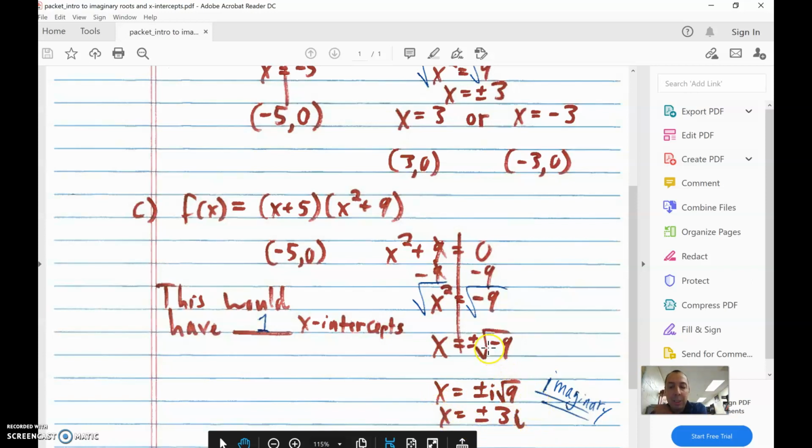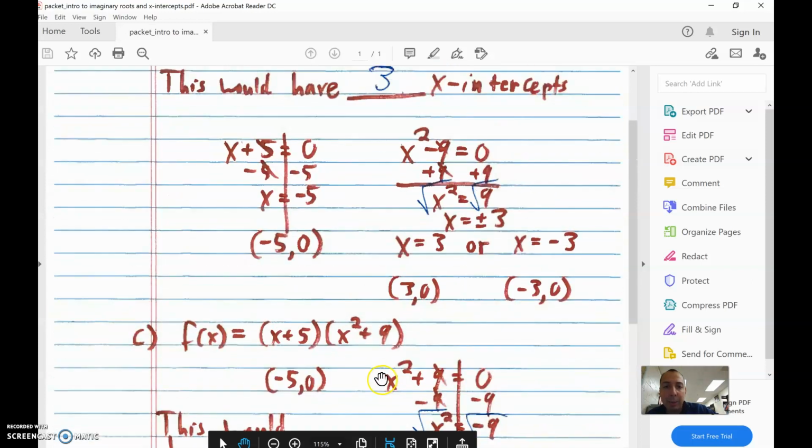But the main idea I want you to get is the other roots are imaginary because I'm trying to find the square root of a negative number. So I only have one x-intercept, -5, because these other roots I just found are imaginary. They will not show up as x-intercepts on the graph.